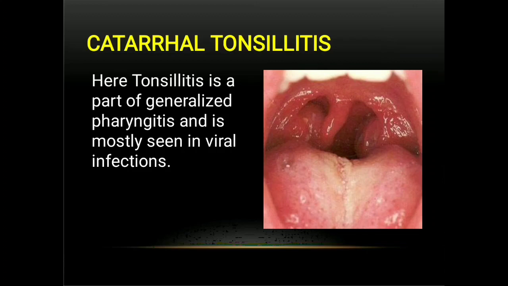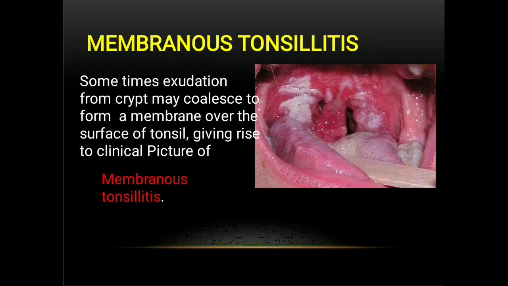Catarrhal tonsillitis. Here, tonsillitis is a part of generalized pharyngitis and it is mostly seen in viral infection. Membranous tonsillitis. Sometimes exudation from crypts may coalesce to form a membrane over the surface of the tonsil, giving rise to the clinical picture of membranous tonsillitis. Here we should know the differential diagnosis of the membrane over tonsil.